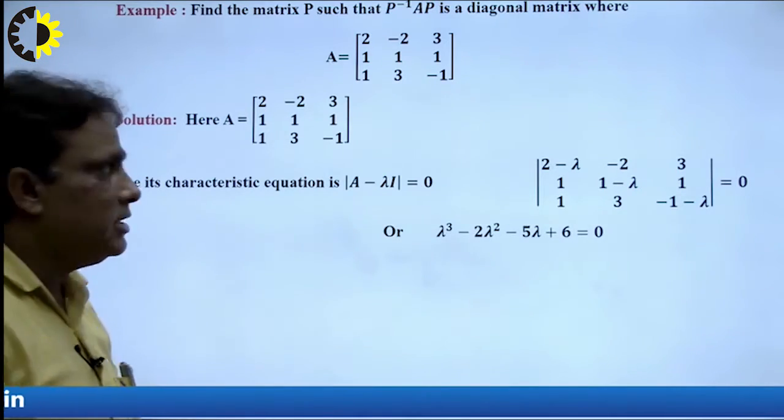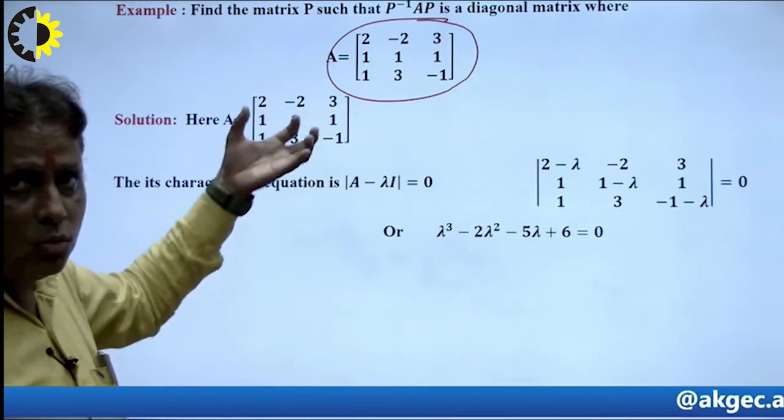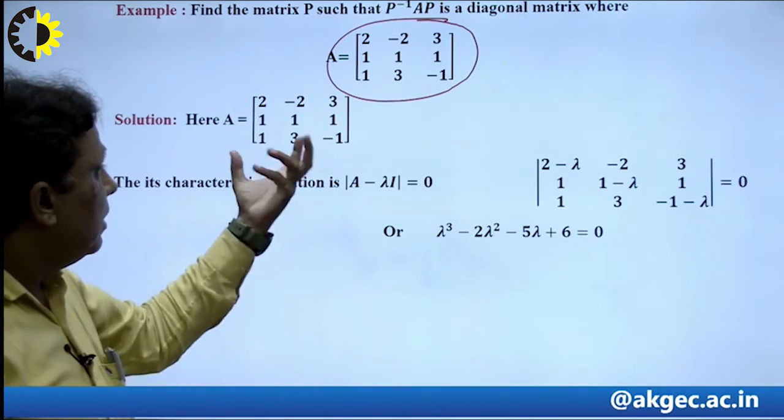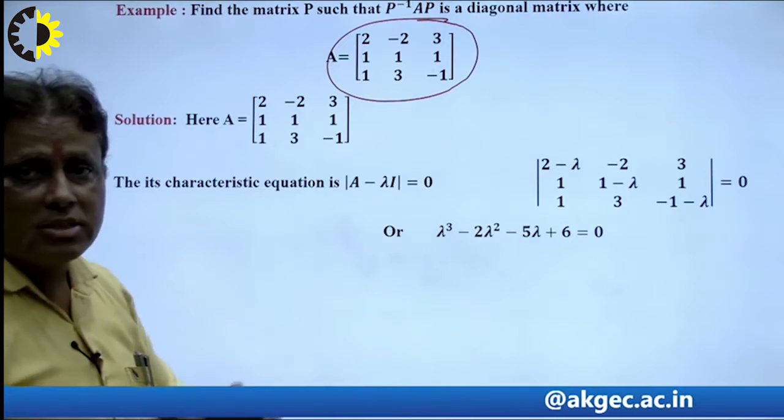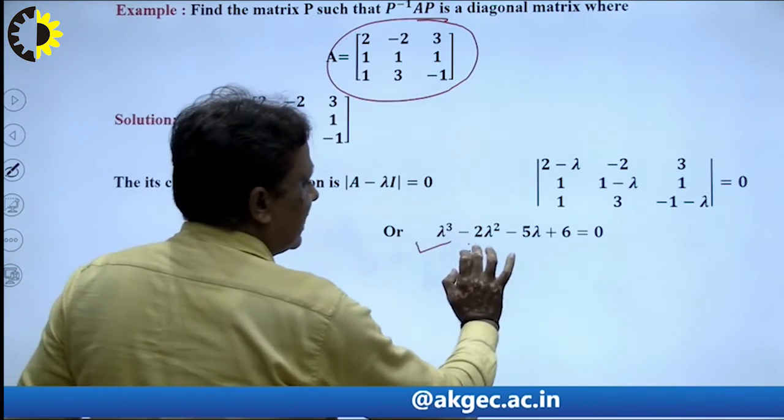Now how to obtain this? So square, right, the determinant of this will be 6 here. Students can calculate it directly. How to calculate the characteristic equation? First of all I write here lambda cube, then lambda square times the trace.